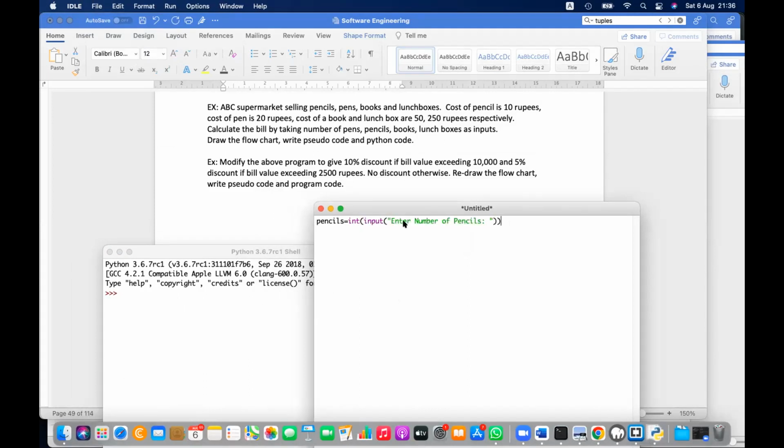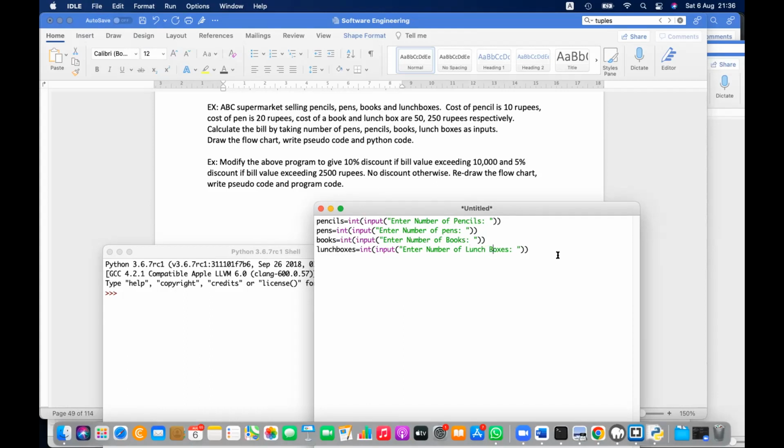In a similar way, you can get pens, books, and lunch boxes. Enter number of lunch boxes. So this is the initial part.